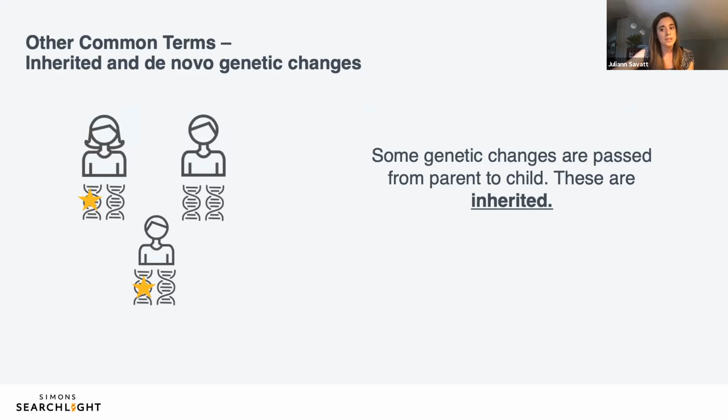On your report, you might also see the words inherited or de novo, and these terms help us to understand if a genetic variant was inherited from a parent. We determine if a genetic change was inherited or new to a child by testing the parents for that variant. If the variant was passed on, so we see it in mom or in dad, we say that that genetic change was inherited.